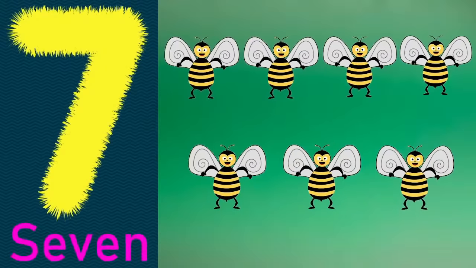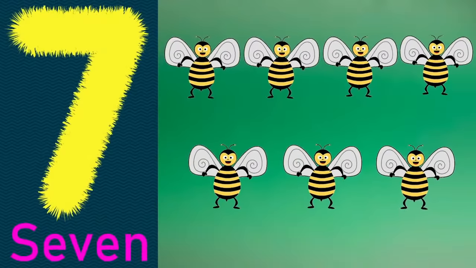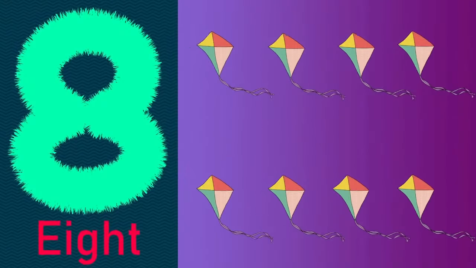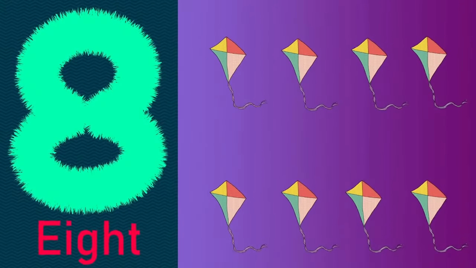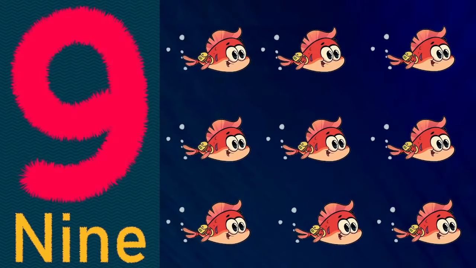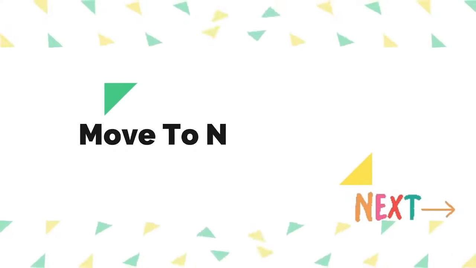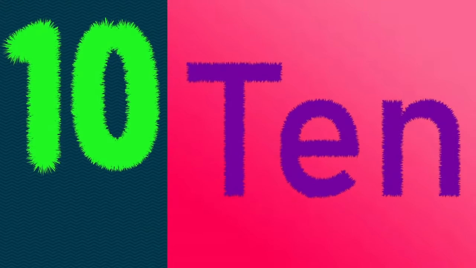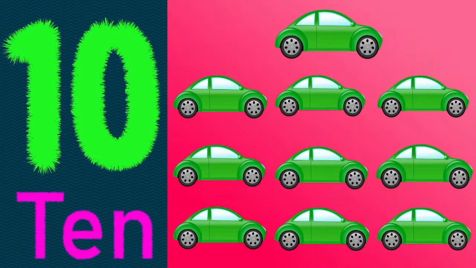Seven. S-E-V-E-N, seven. Seven honeybees. Eight. E-I-G-H-T, eight kites. Nine fishes. Move to next number. Ten. T-E-N, ten. Ten cars. Hope you enjoyed this video. Bye-bye, kids.